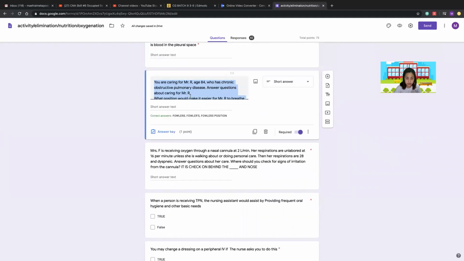Next, you are caring for Mr. R, age 84, who has chronic obstructive pulmonary disease, so he has an obstruction of the lungs. Answer questions about caring for Mr. R. What position would make it easier for Mr. R to breathe when he is in bed? Of course, we tackled it in module 2. The position indicated for this case is Fowler's position.